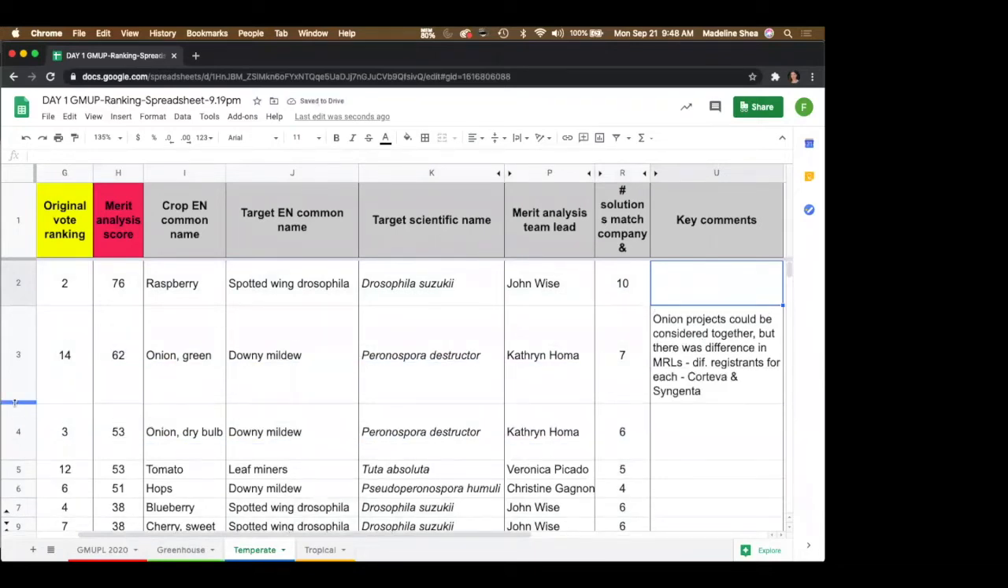But mostly what we want to do is look at our original ranking. We want to look at our merit analysis scores, and then speak up through the chat question option on your thoughts. If there are additional questions or clarifications that are needed, let's get those. But otherwise, I'd like to hear some thoughts from people on the call.